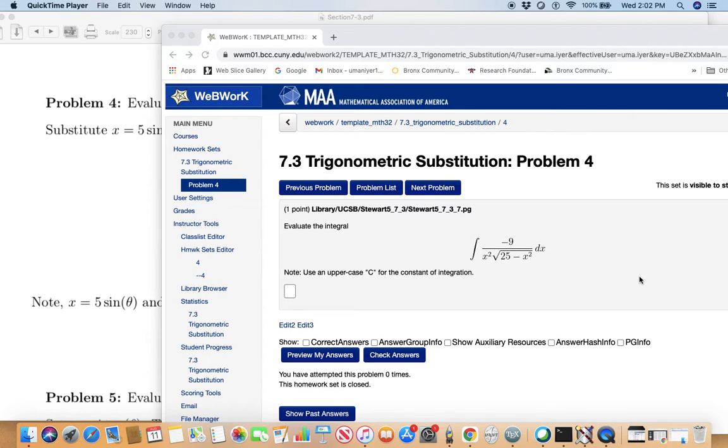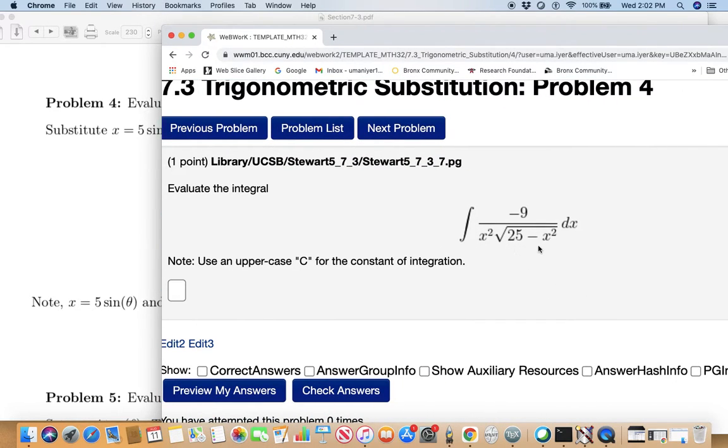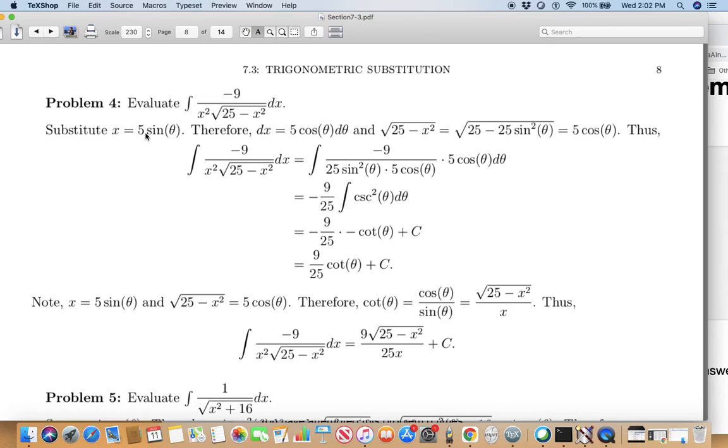Welcome back. Problem 4. Evaluate the integral of -9 over x squared square root of 25 minus x squared dx. The 25 minus x squared tells me x has to be some kind of sine. So 5 sine theta. They haven't given us a hint, so we will play with 5 sine theta. Now when x is 5 sine theta, dx is 5 cosine theta d theta.